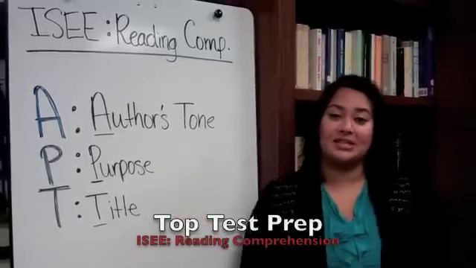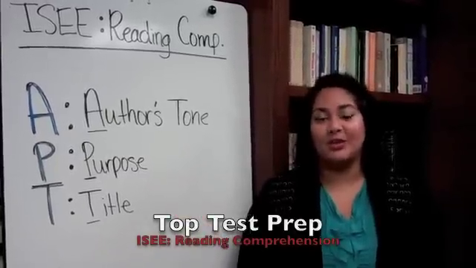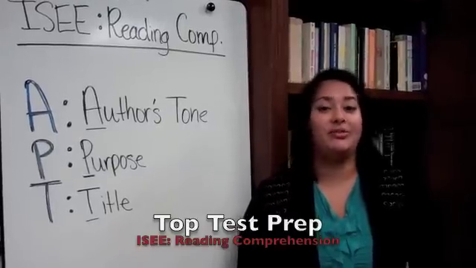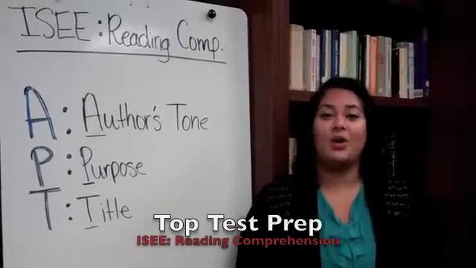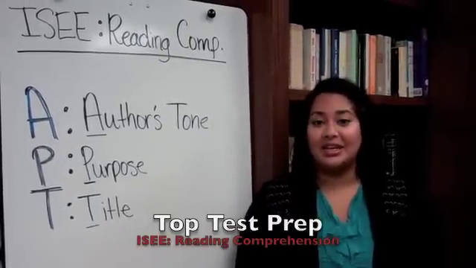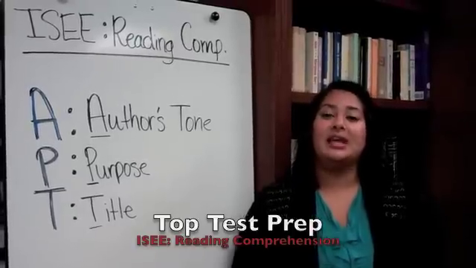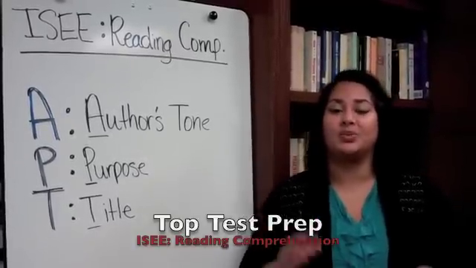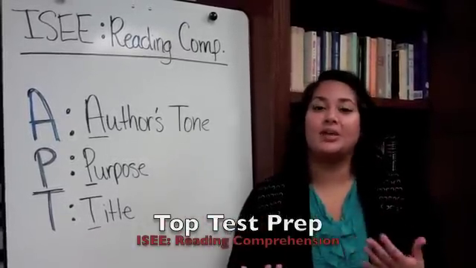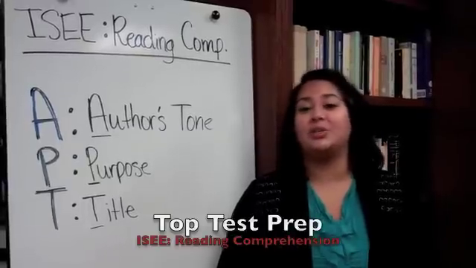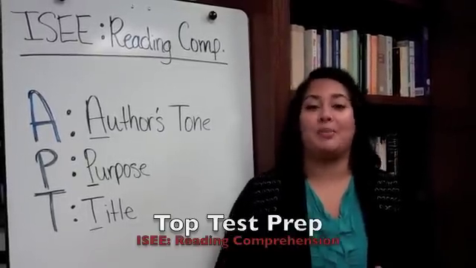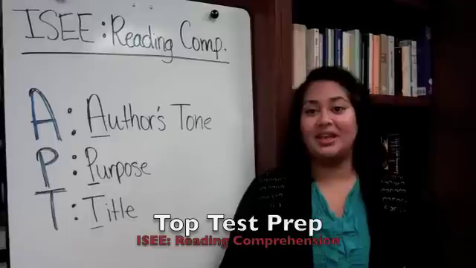P is purpose. Why did the author write what he or she wrote about? Is it to inform, to persuade, or to entertain? Try to be a little specific. Instead of just saying the author is trying to persuade, period, think more like the author is trying to persuade people to adopt more animals, for example.